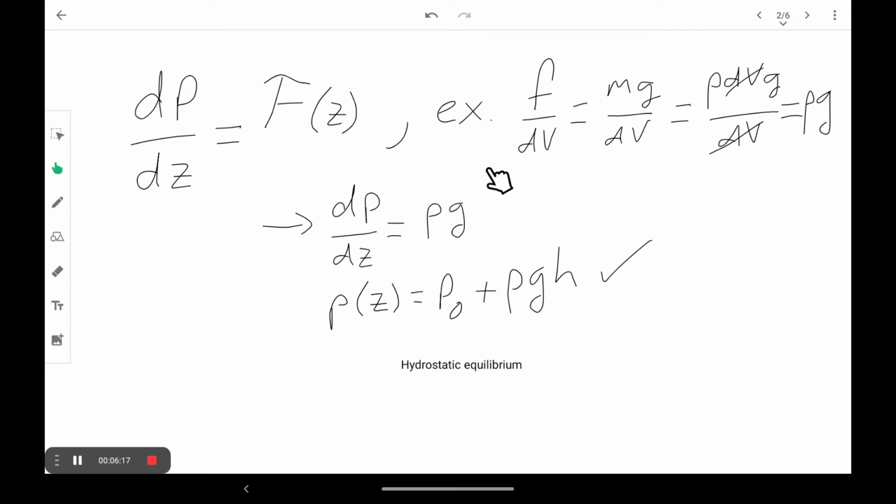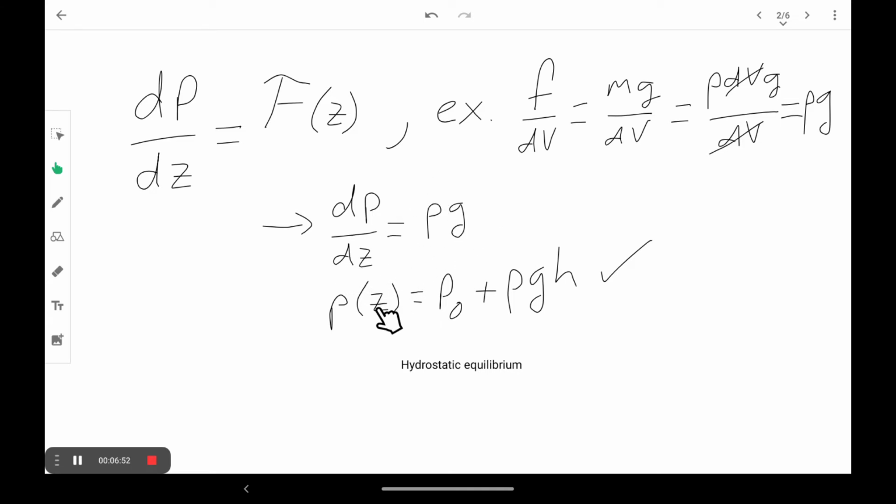So for example, if this was a gravitational force, then our force would be mg, and we've got our dV there. That's a little volume, and mass is the same thing as the density times the volume. Volumes cancel, and we get a force density of rho times g. That may not be familiar, but that's units of newtons per meter cubed.